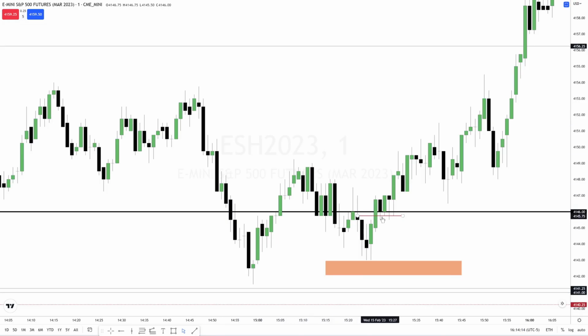Change in state of delivery, buy, buy, buy. Displacement, shift in market structure bullish. This is where I've been telling you to buy. This is where I buy. This is where I buy. That's where smart money engages.